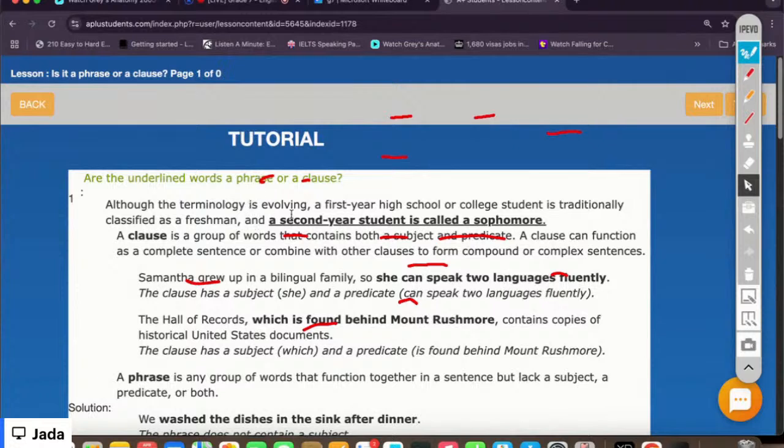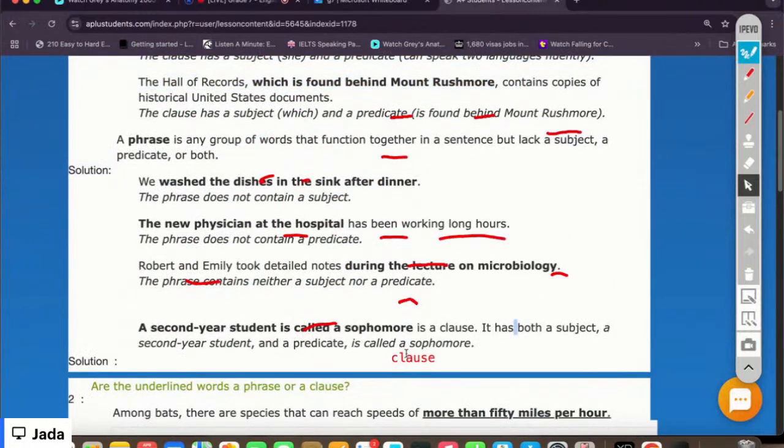So, "Although the terminology is evolving, a first year high school or college student is traditionally classified as a freshman, and a second year student is called a sophomore." So, that will be what? A clause. Because it has both the subject and the verb.